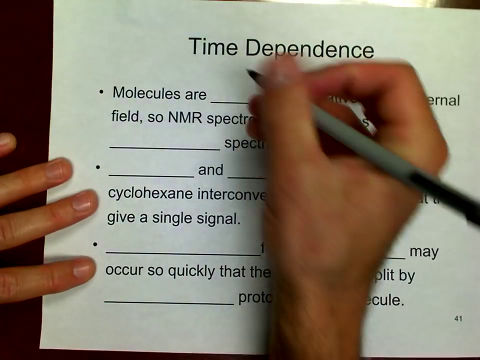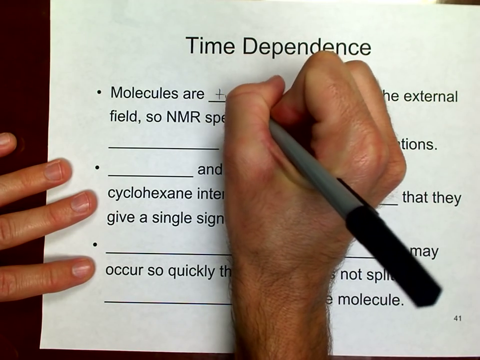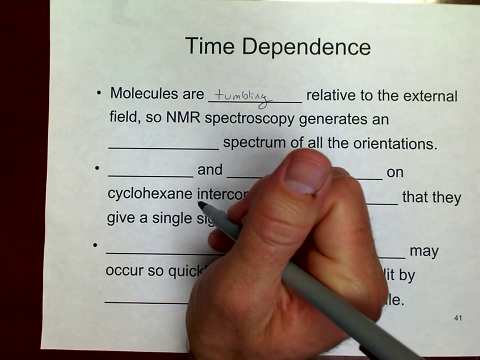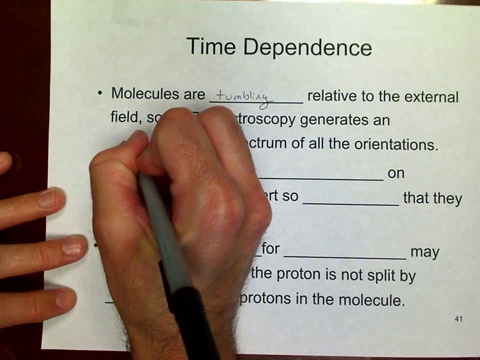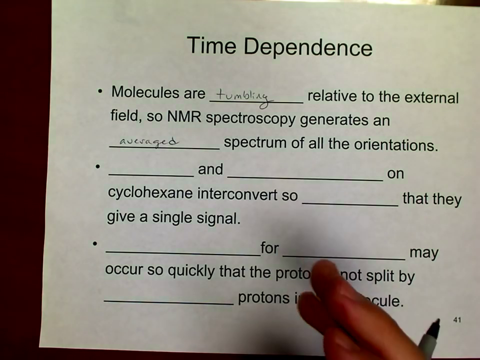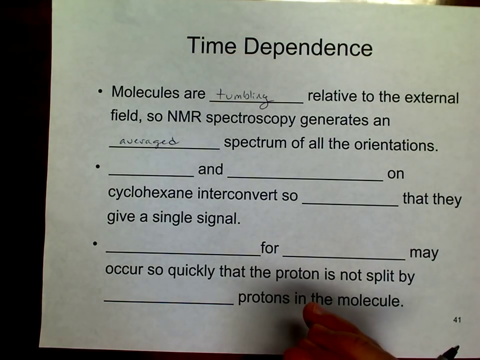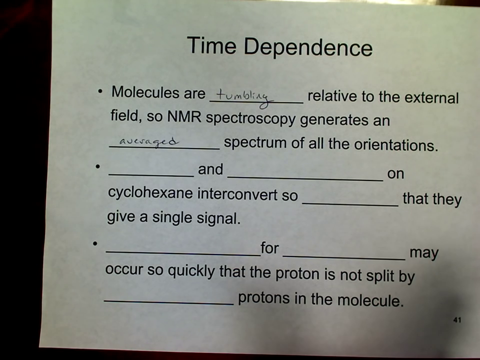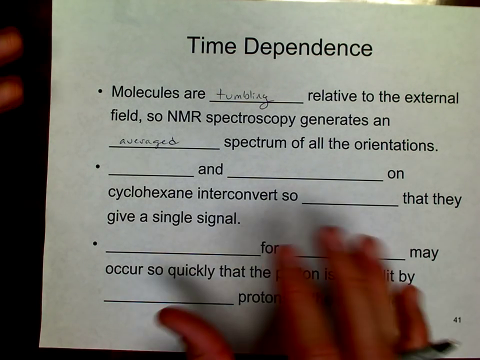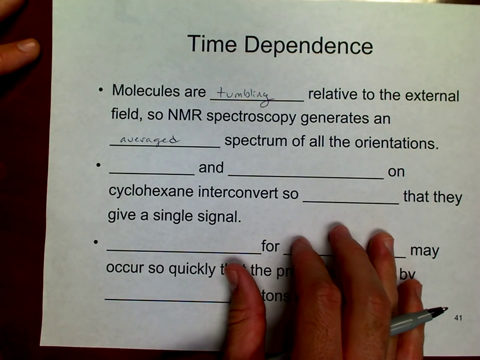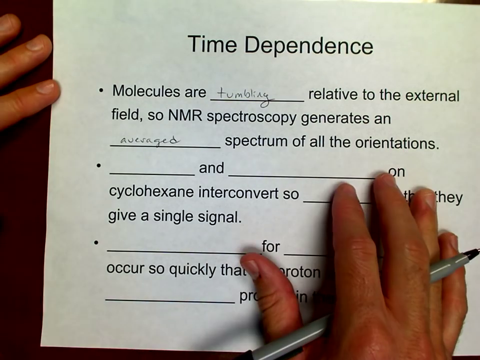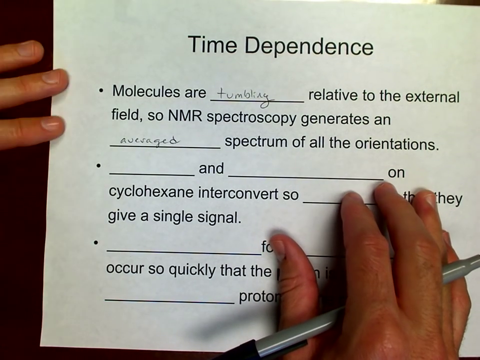So time dependence. Molecules are tumbling in solution. All right. NMR is a very slow spectroscopic technique, and so we get a very large average signal. A good example of this is like a long exposure picture. Like if you took a long exposure picture of a football play or something like that, all of the players and everything would look very smeared. And that's because it's a long time exposure, so action shots will look smeared.